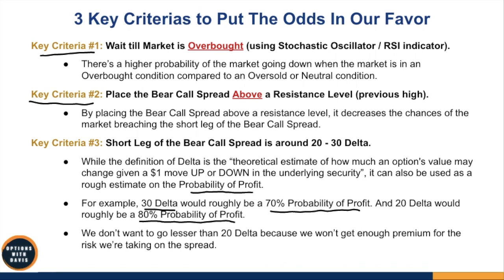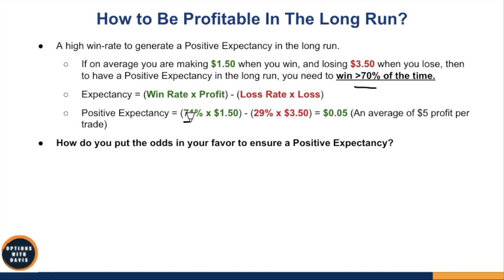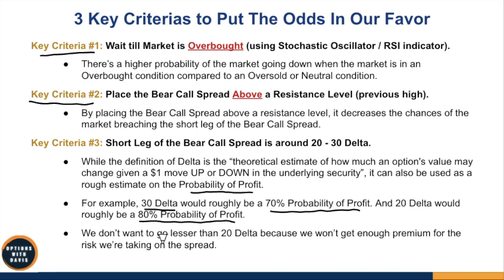So if you remember the formula down here, you can have higher than 70% if you put these key criteria together. Ideally, we also do not want to go lower than 20 deltas, because we may not get enough premium for the risk that we're taking on the spread.